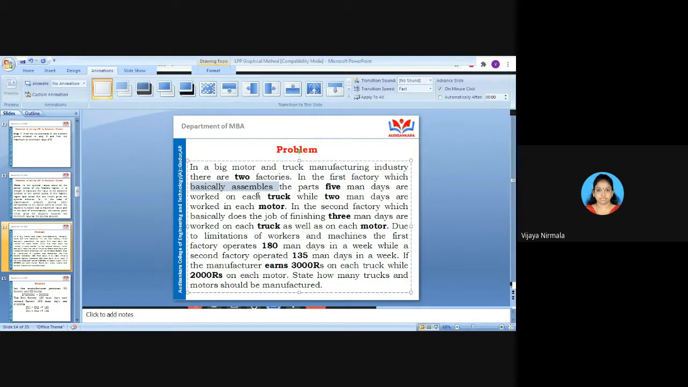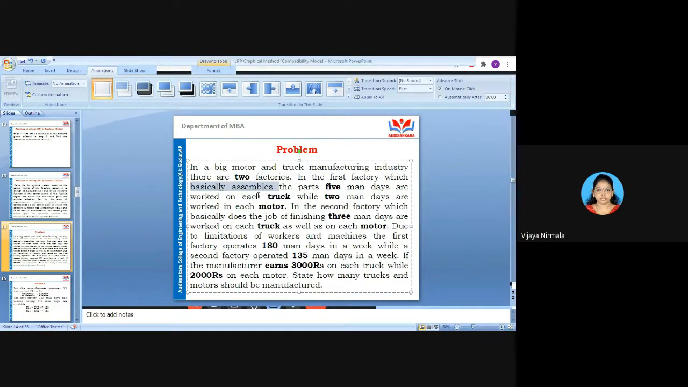When you come to the first factory, they assemble trucks and motors. For a truck, it takes 5 man days to assemble, and for a motor, it takes 2 man days to assemble. In the second factory, finishing is done. For a truck, it takes 3 man days for finishing, and 3 man days for a motor also. So finishing is equal for both: 3 days for motor and truck.